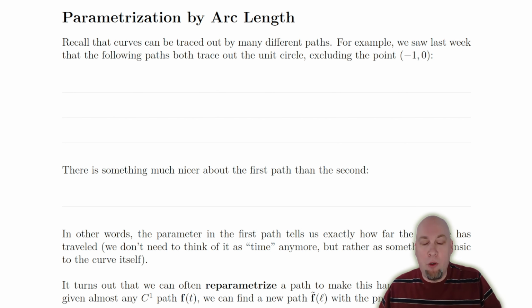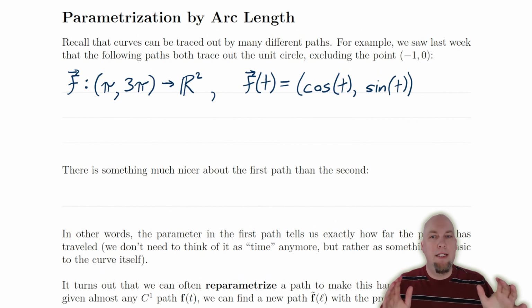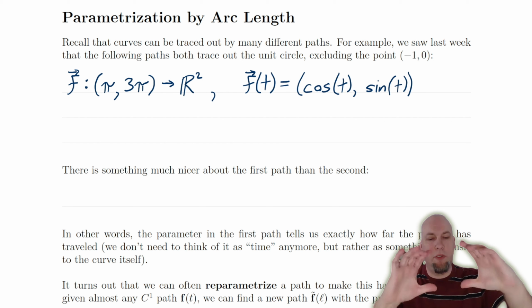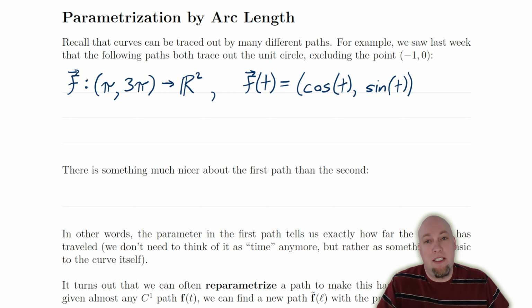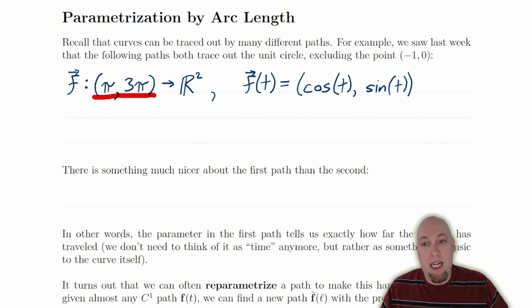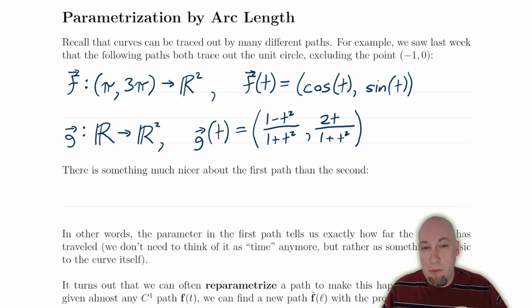Before we get into the weeds and show you how we can always do this, let's start off with an example to remind you of one place where you've seen something like this. Let's talk about the unit circle excluding the leftmost point, excluding the point (-1, 0). We've seen two different parametrizations, or two different paths that trace out this curve, and the simplest of them is this one based on trig: cos t, sin t, where the domain is from pi to 3 pi, excluding the endpoints so that we exclude this leftmost point. That's one parametrization, but we've seen a weirder one.